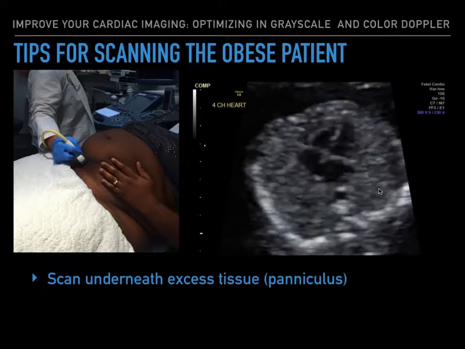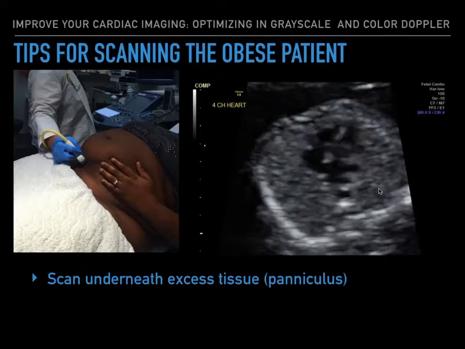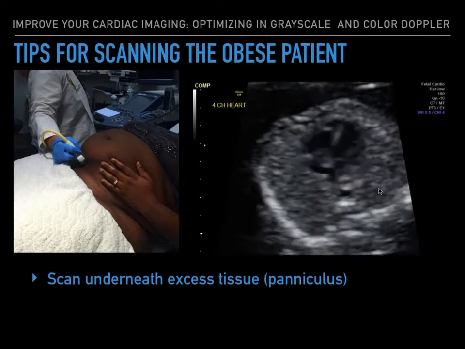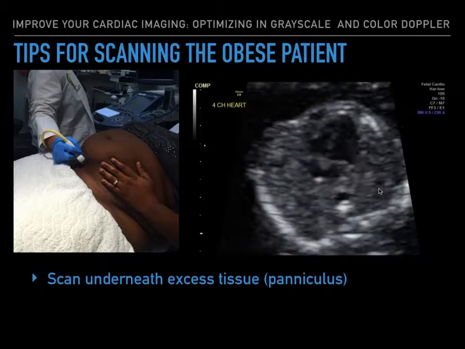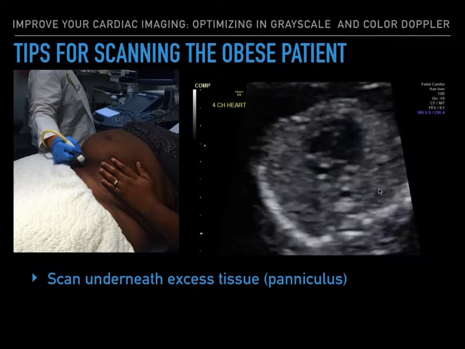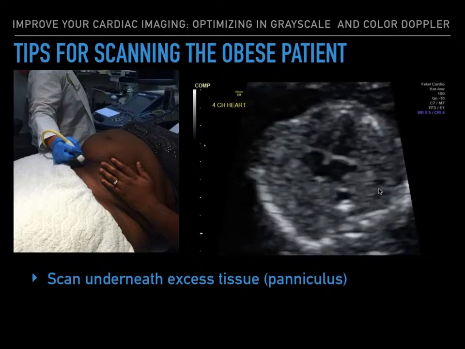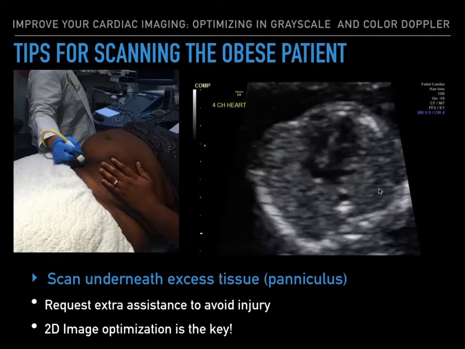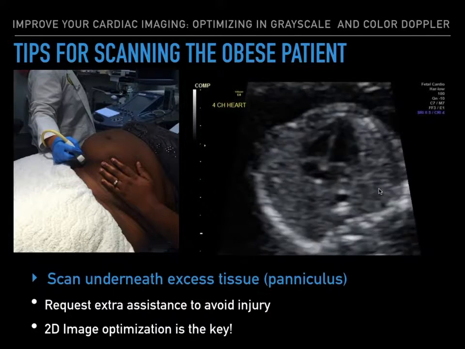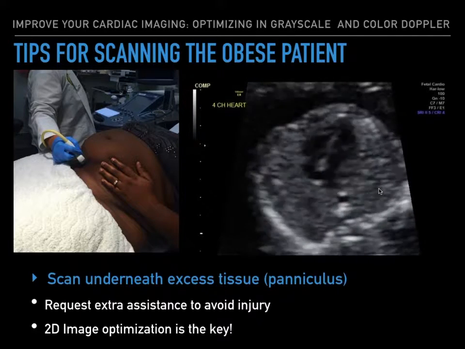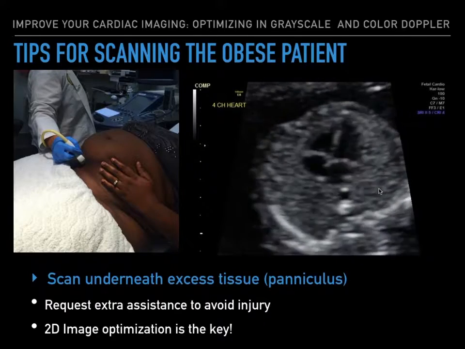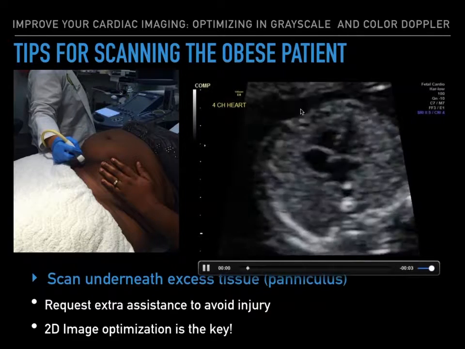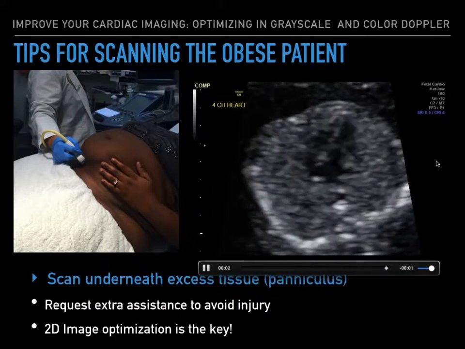The main difficulty arises when the size of the extra tissue increases the distance between the transducer and fetal anatomy, therefore degrading resolution. Here are a few helpful techniques that reduce the distance and improve 2D optimization. One you could do is scan underneath the excess tissue. You want to request extra assistance, of course, to avoid injury. You could ask the patient to lift up the extra tissue, or have an extra person assist. Remember, you have to maximize your optimization skills and apply the DAZE technique. And this way, you can see the heart better as there is decreased imaging depth.